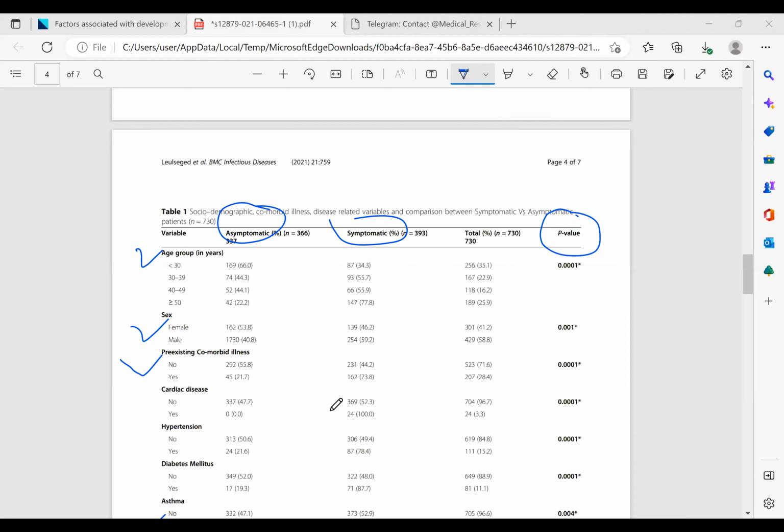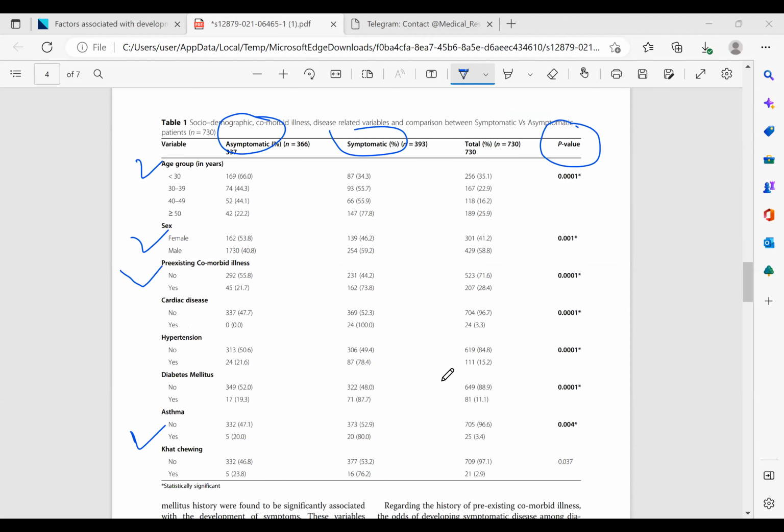Okay. So here you can see there is a p-value. What we're trying to do is this is a study which tries to assess factors that affect the patient's status of becoming whether symptomatic or asymptomatic after being infected with COVID-19. So we have a case control study design. Our cases are patients with symptomatic COVID-19. These are the cases. And the controls are patients who were asymptomatic. So these are our controls.